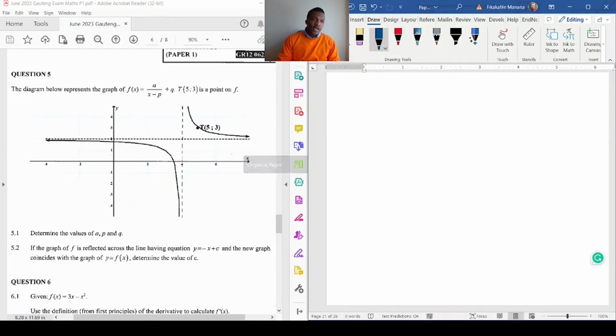It says, the diagram below represents the graph f of x, and we're given that equation there. T is a point on f. Okay, cool. I see that. By the way, what type of graph is this? Write it down in the comment section. It says determine the values of A, P, and Q.